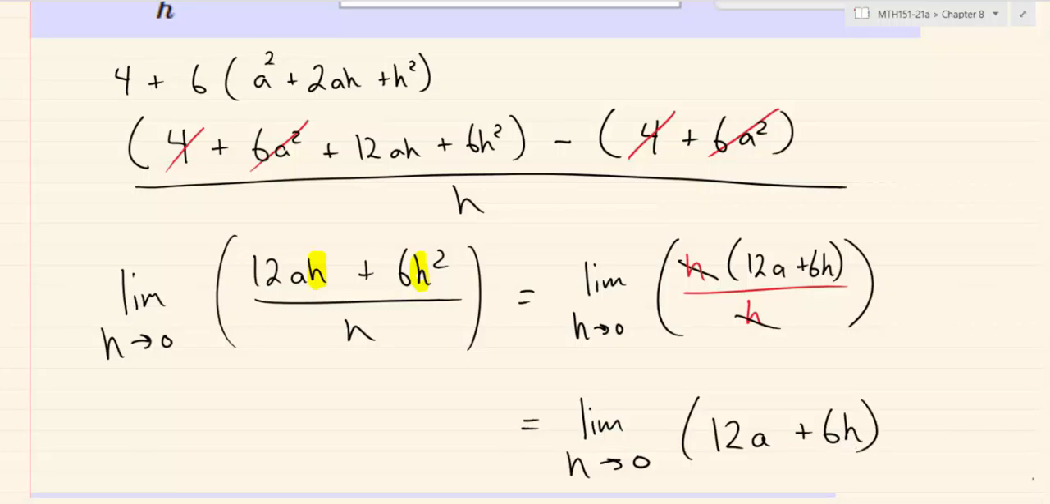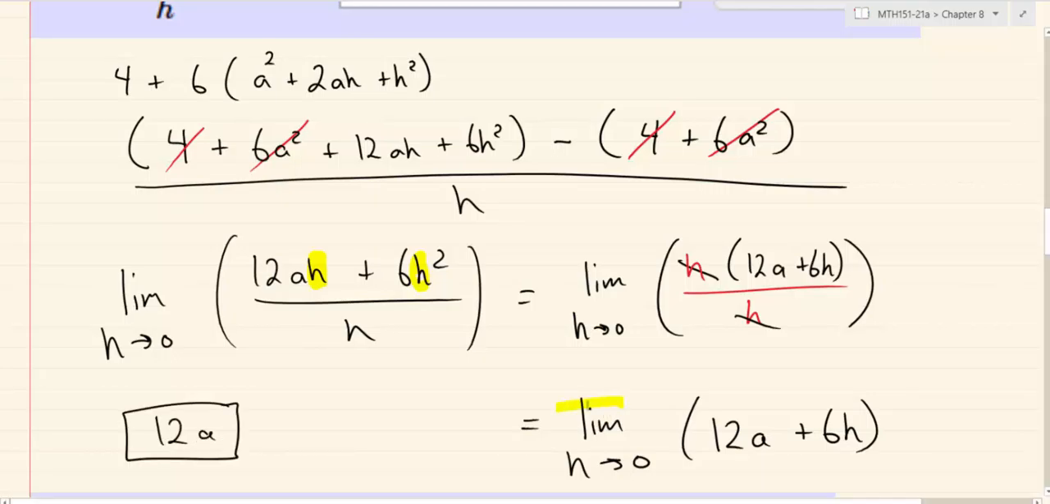What happens to this function when you do take the limit as h approaches 0? What do you get? 12a. When you take this limit, that 6h goes away. The limit as h approaches 0 plugged into this function knocks out the 6h. H goes to 0, so 6h is gone and you're left with 12a.